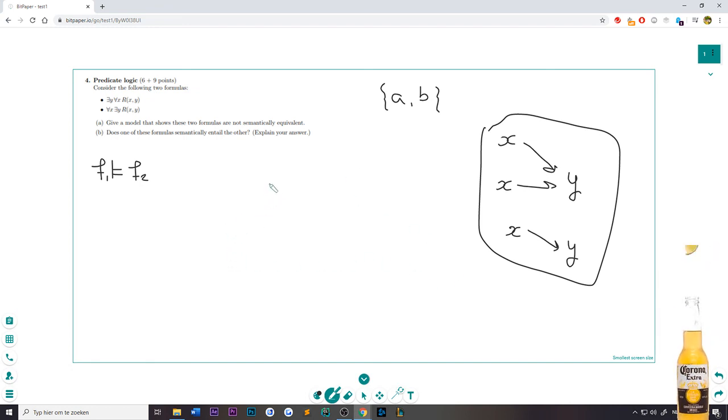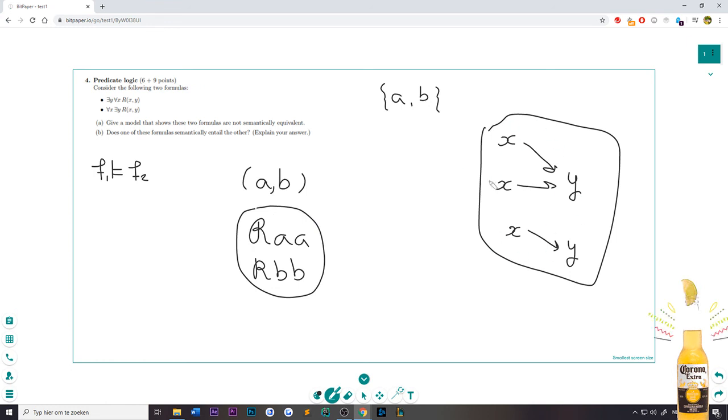And then what it says on the answer sheet is, we take elements A, B, and we create relationships AA and BB, right? And then the second one holds, but the first one does not hold. So I guess you could do it like this as well. But I like to do it this way because visually it works better and it achieves the same goal, right? So if you give either of these as a model, both are valid, and then you just show that F1 semantically entails F2, aka if F1 is true, F2 will always be true, but not the other way around.